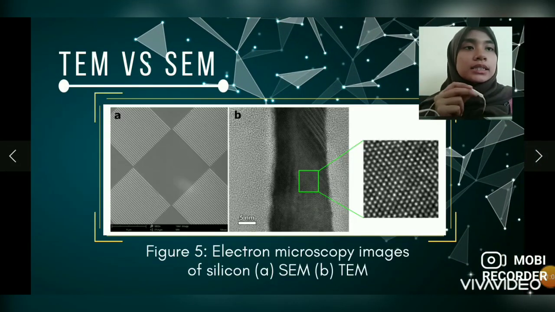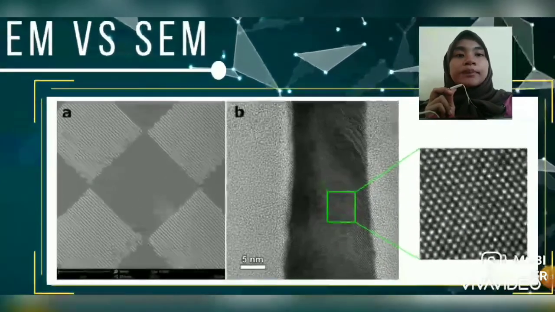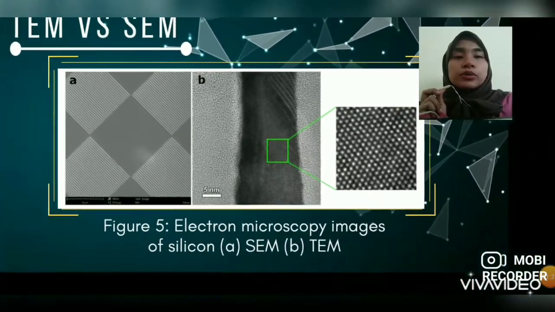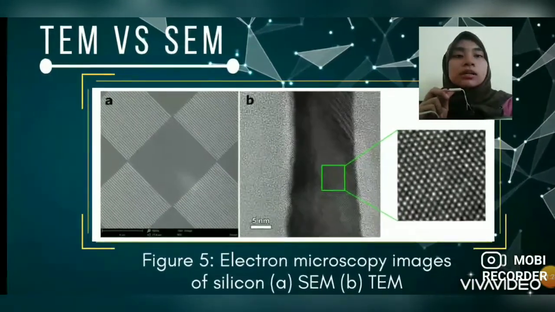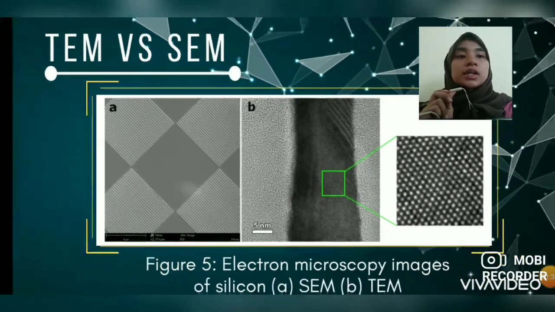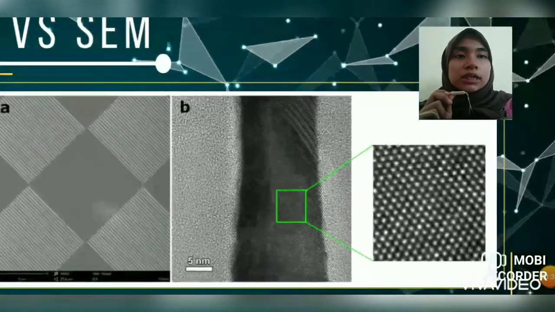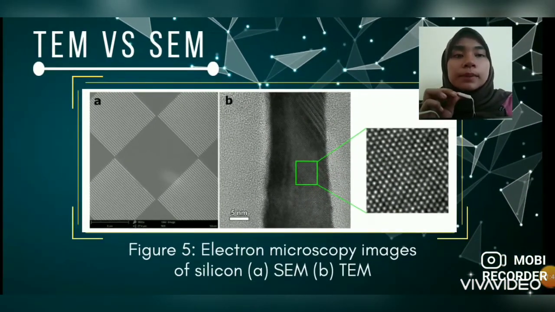Okay, for the next slide, this is a silicon image under TEM versus SEM microscope. For SEM, it has a maximum field of view far larger than TEM. For A, the SEM image offers information about the morphology of the surface, while TEM offers information about the inner part of the structure. As you can see, there are major differences between SEM and TEM images.